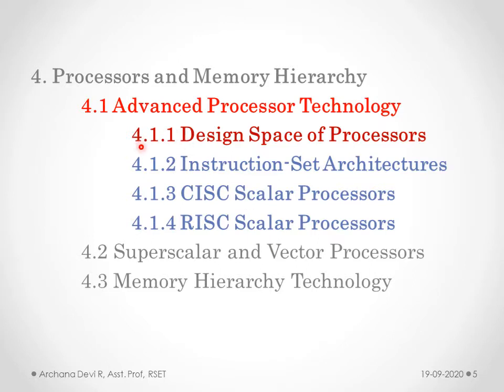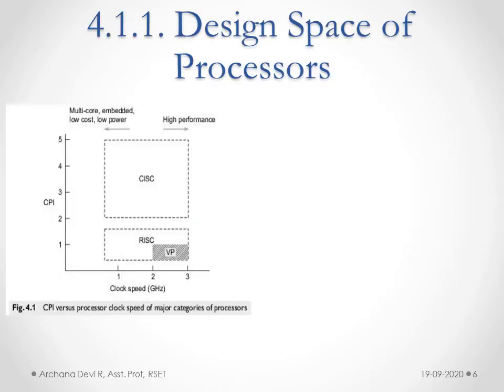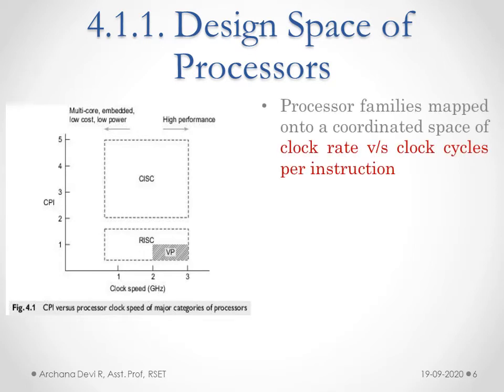So let's start with the first subsection in this topic, 4.1.1 design space of processors. So under design space of processors, the processor families are mainly mapped into a space of clock rate versus clock cycles per instruction. So for any processor family, we can have a comparison between the clock rate or the clock speed and the clock cycles per instruction, which is the CPI. So mostly processors of multi-core type, embedded, low cost, mainly low power consumption processors will be towards this side.